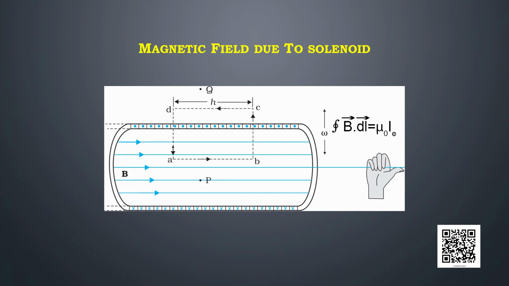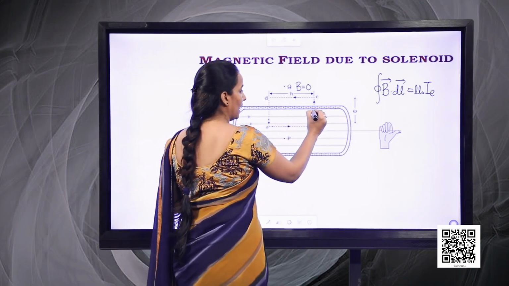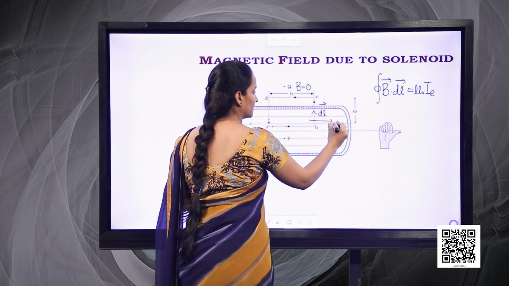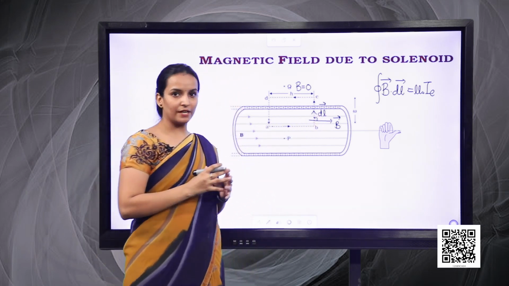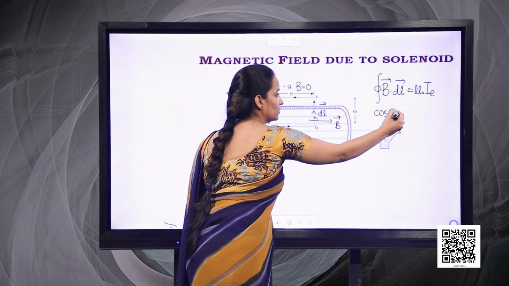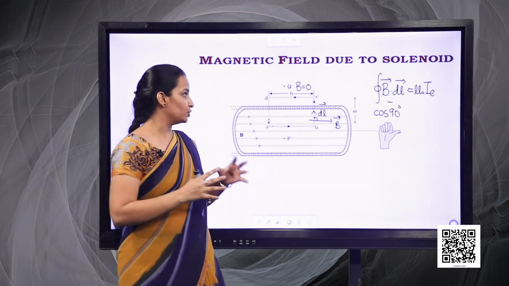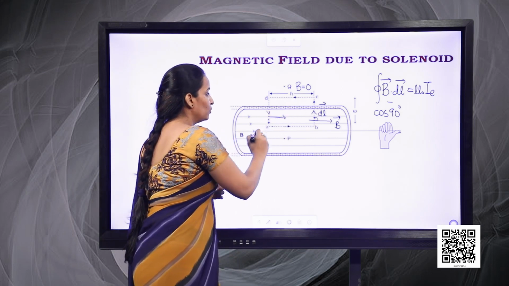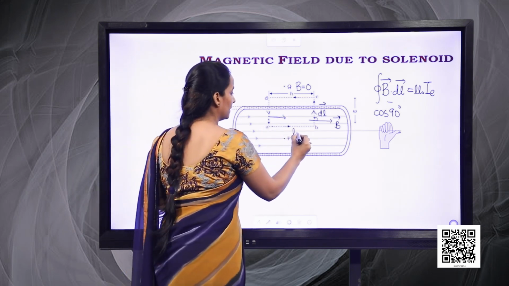Now, considering the components BC and DA, since BC has the element dl like this, and the magnetic field here is in this direction, there is no tangential component along dl, and it is making a 90-degree angle, and we all know that cos 90 is 0. If cos 90 is 0, then the integration of B dot dl will be 0, and there will be no contribution due to these components BC, and similarly for DA. Moving to AB. AB lies inside the solenoid. Let us say it is having length L.